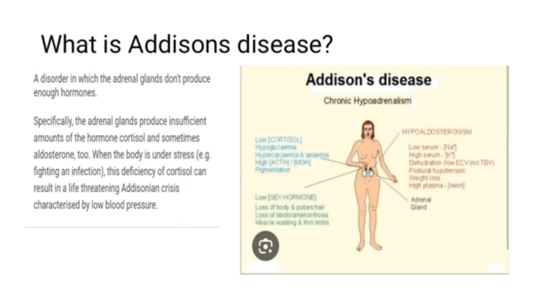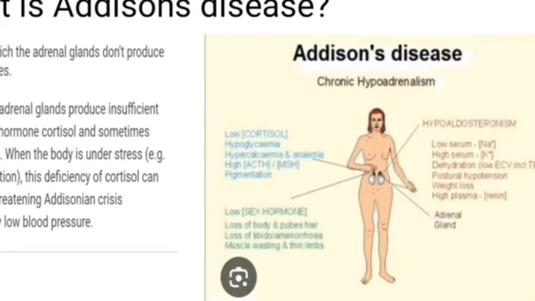So as you can see, the essence of cortisol is to help in stress response. So imagine if somebody has Addison's disease where the cortisol level is very low. It then means that when the person is subjected to stress, the body cannot handle it, and it will result in Addisonian crisis, which most times is characterized by low blood pressure and shock or coma. So these are some of the symptoms of hypoadrenalism, that is, low secretion of cortisol.